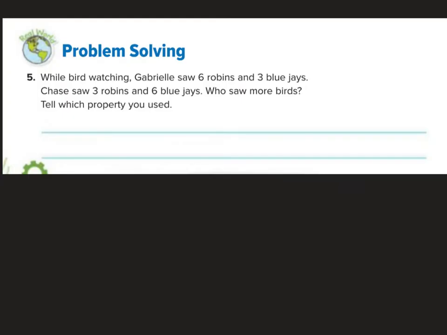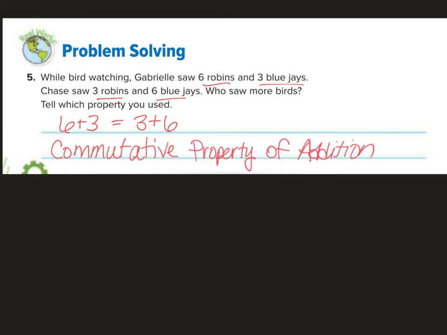Let's keep going. While bird watching, Gabrielle saw 6 robins and 3 blue jays, and Chase saw 3 robins and 6 blue jays. Who saw more birds? Tell which property you used. Okay, so Gabrielle saw 6 plus 3. Chase saw 3 plus 6. Look at that. They can equal each other because of the commutative property of addition. Okie dokie.